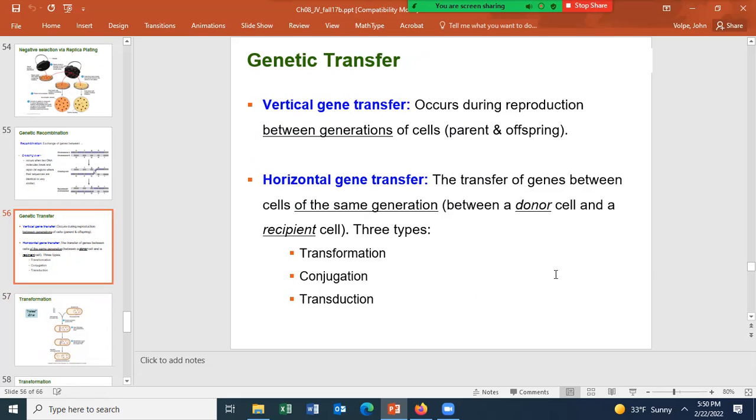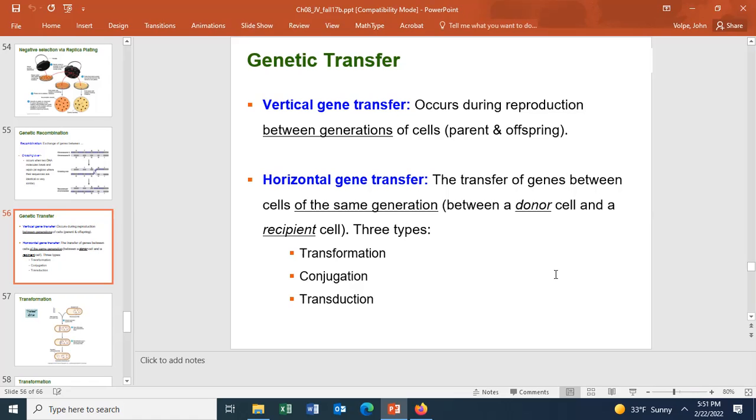Genetic transfer is where DNA from one cell leaves that cell and then gets taken up by another cell. And you can have genetic transfer occurring in two different ways. There's vertical gene transfer. This occurs during reproduction between generations of cells, where the parent cell transfers its DNA to the offspring cell. For example, the mother transfers half of her genes to her offspring.